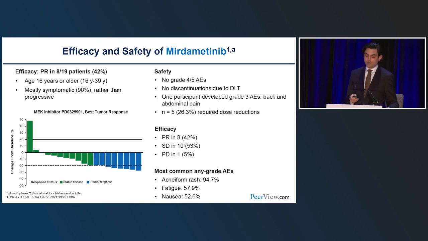So only 8 out of those 19 patients achieved some shrinkage, but it's important to note that not all of them were growing to start with. They were just causing symptoms. Stable disease was achieved in 53% of patients, and only 1 patient met the criteria for disease progression, as you can see in that waterfall plot there. The most common side effects were also acneiform rash, fatigue, and GI symptoms, including nausea and vomiting.